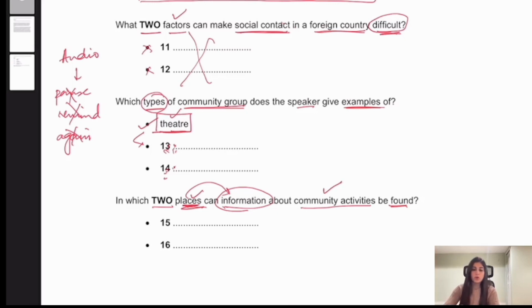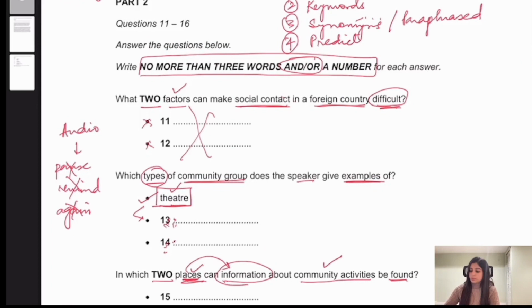Now, let me play the audio for you guys, and then we solve these. Also pay attention to my pencil or my cursor, because I might be making some arrow marks on the sheet.